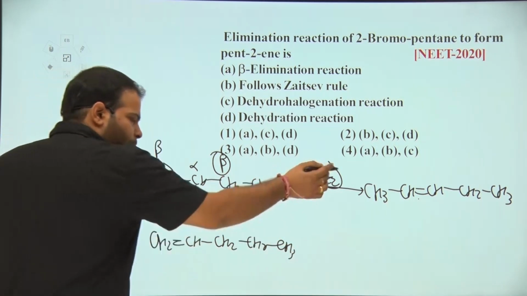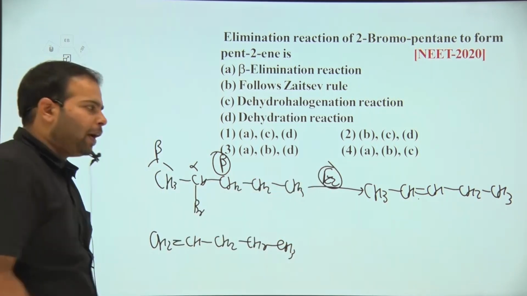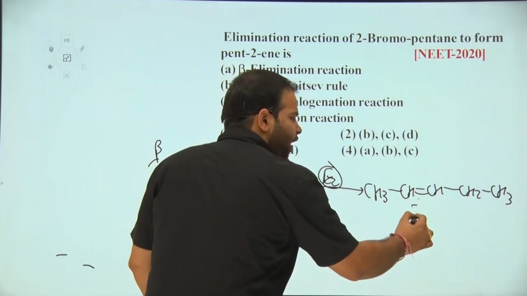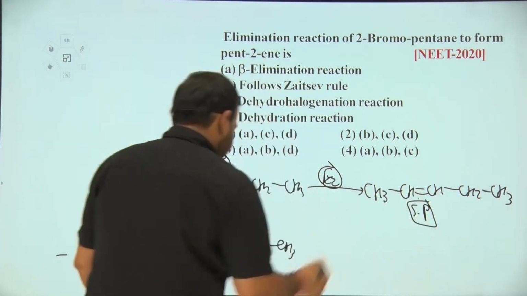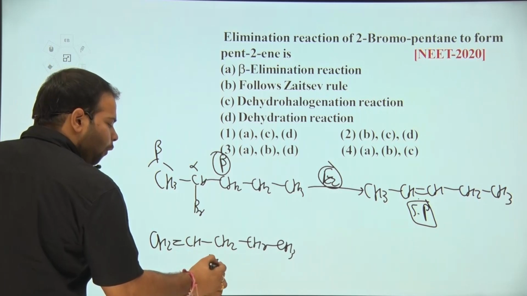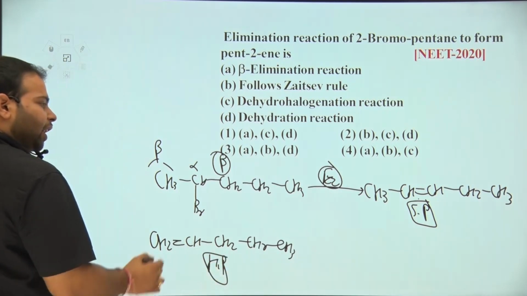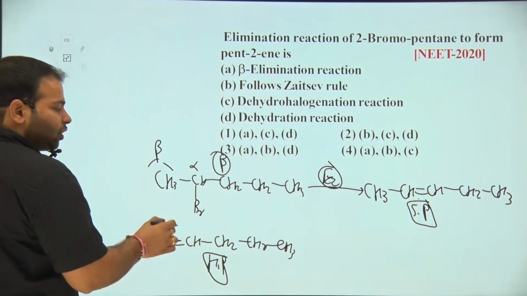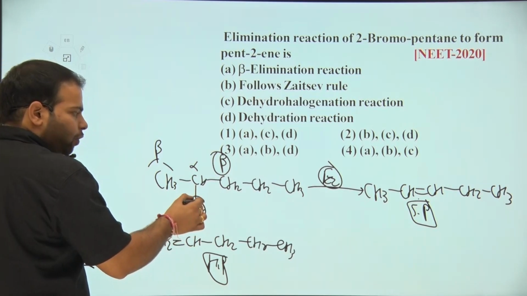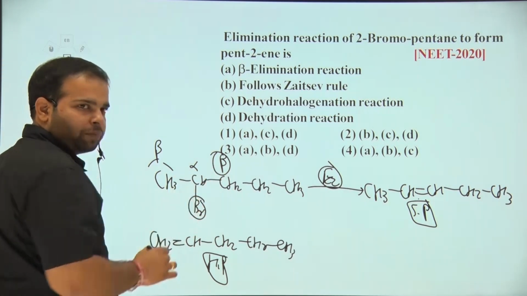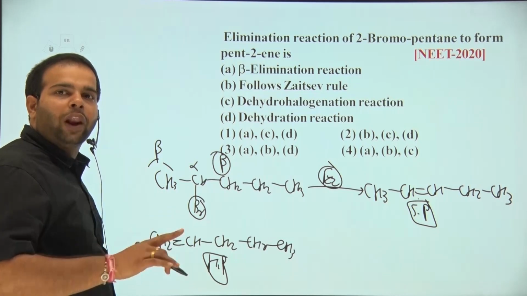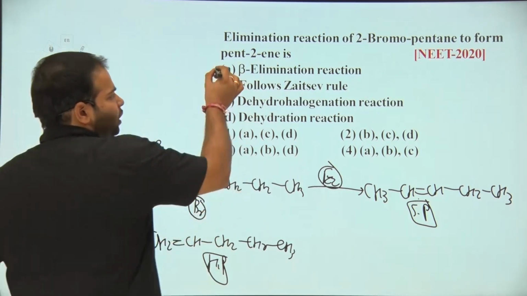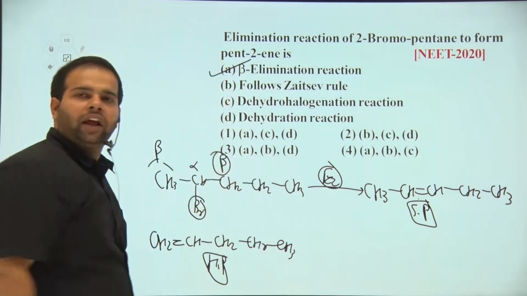Now from these two compounds, pent-1-ene and pent-2-ene, pent-2-ene is more stable, that's why it is known as the Saytzeff product, and this is also known as the Hofmann product. So in this case the product formed is Hofmann, and the reaction is known as removal of hydrogen and bromine, means dehydrohalogenation.